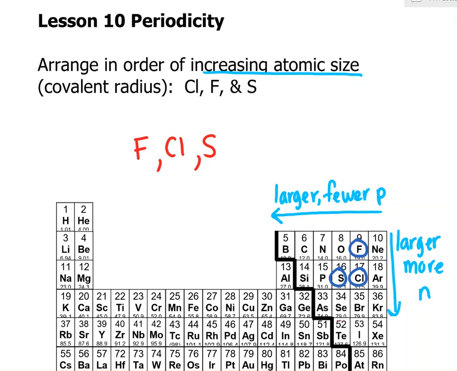On these, do watch for what it says about increasing atomic size. It could easily say decreasing there, but we tend to list the biggest one first because we find that one and we want to put it down. But watch for what it asks for.